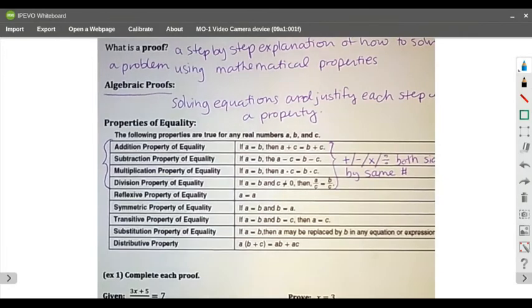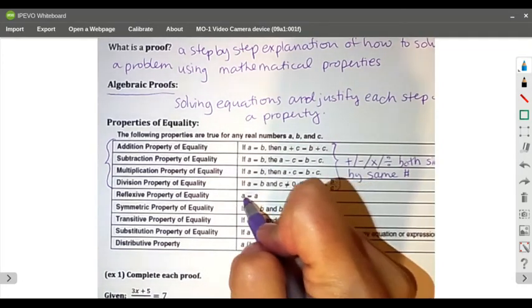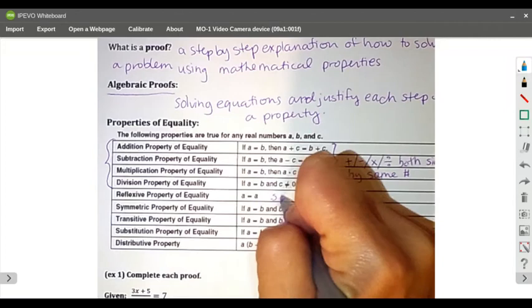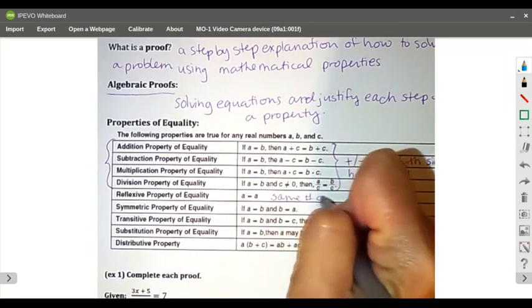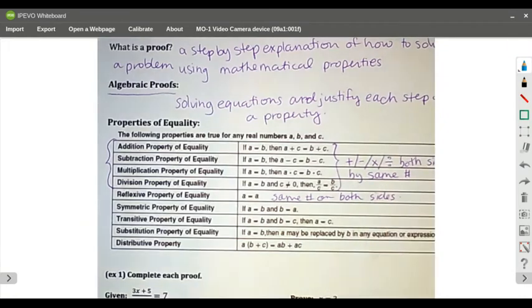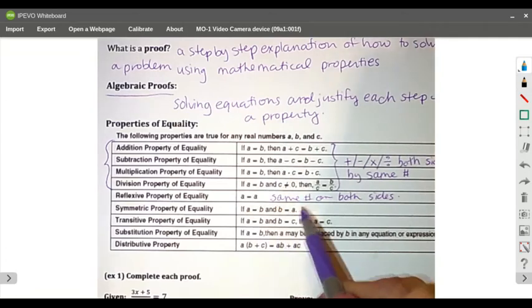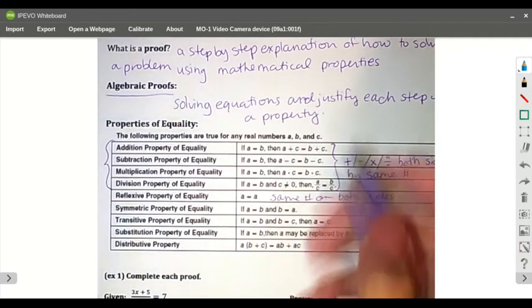Reflexive property is something that we're not going to use quite yet. We're not going to use it in algebraic proofs, but we will use it in geometric proofs later on. That's when it says the same thing on both sides. Symmetric property we do sometimes use. See, it says if A equals B, then B equals A. It's saying the same thing, but just flipped around.